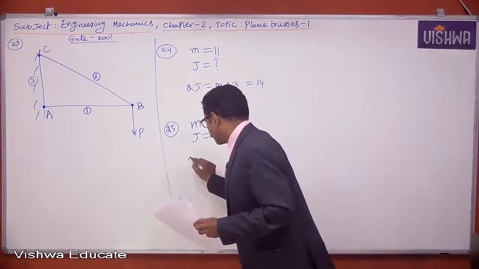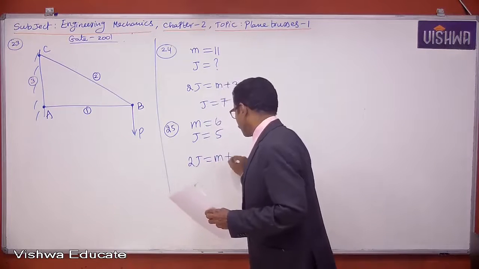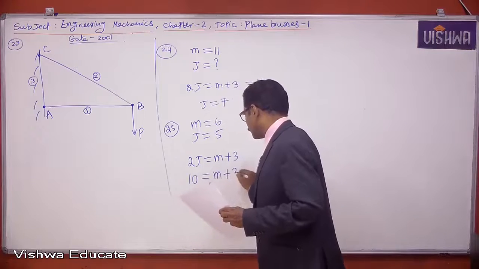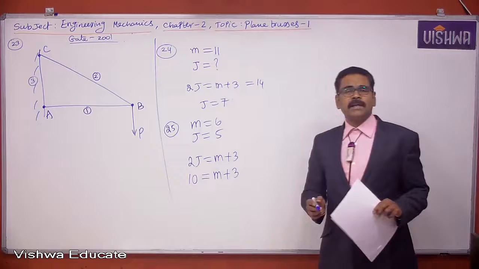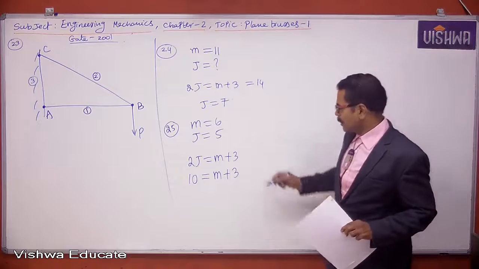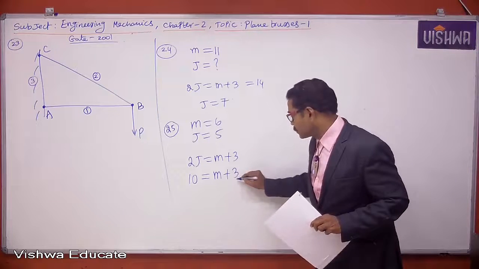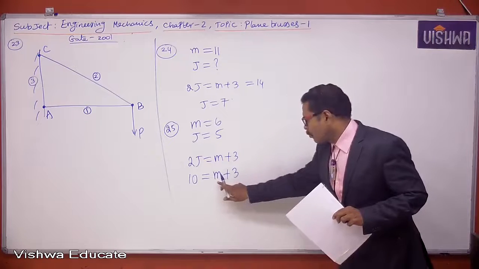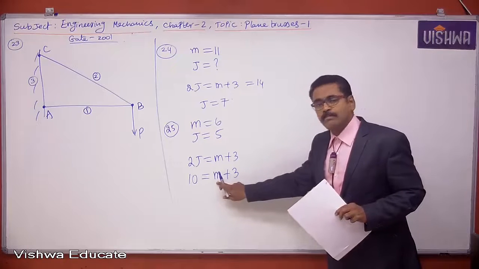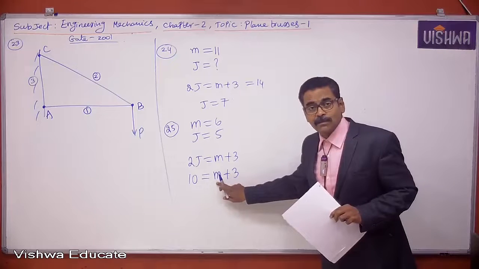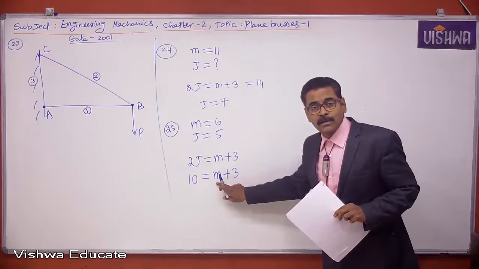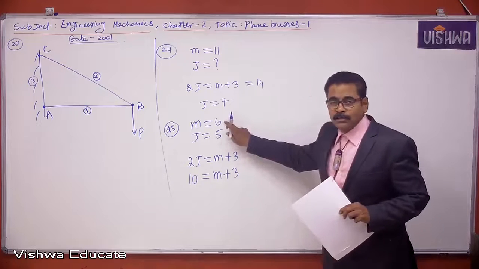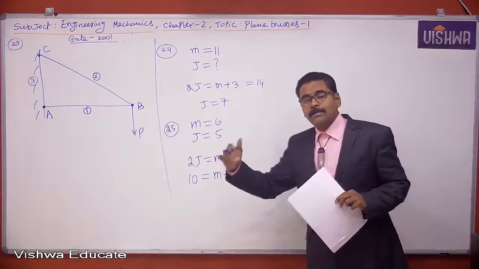In a perfect truss, 2j is equal to m plus 3. So here 2j means 10, and 10 should be equal to m plus 3. Here what is m? 6. 6 plus 3 is 9, but we have to get 10 here. For getting 10, m should be 7. When m is 7, the given truss becomes a perfect or rigid truss. But only 6 members are there.